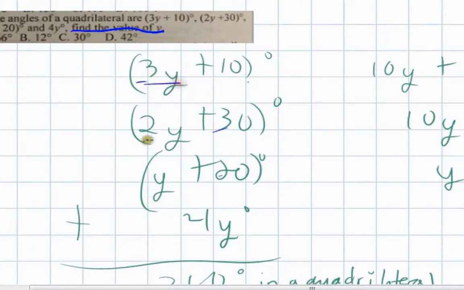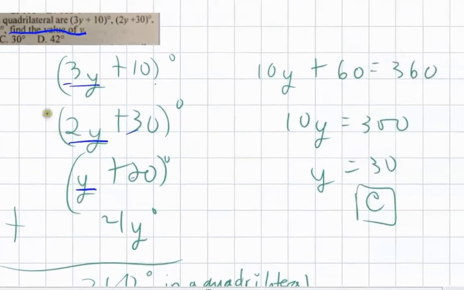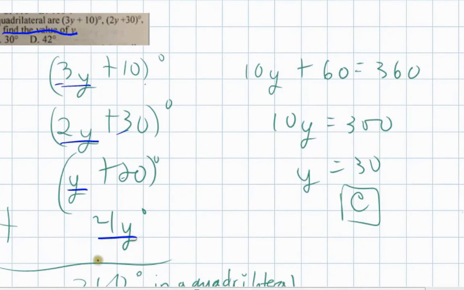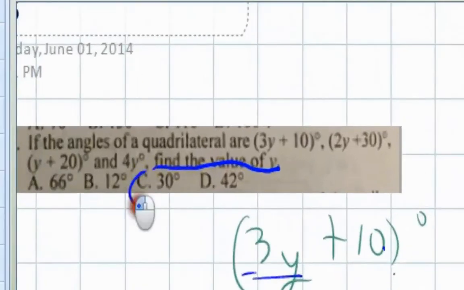So 3y plus 2y is 5y, plus 1y is 6y, plus 4y is 10y. So that's how I ended up with this, 10y. Then I took 10 plus 30 is 40, plus 20 is 60. So here I'm at 10y plus 60 is equal to 360. The next thing I did was subtract 60 from both sides. So I'm left with 10y is equal to 300. I divide by 10 on both sides, and I find that y is equal to 30, which is option C.